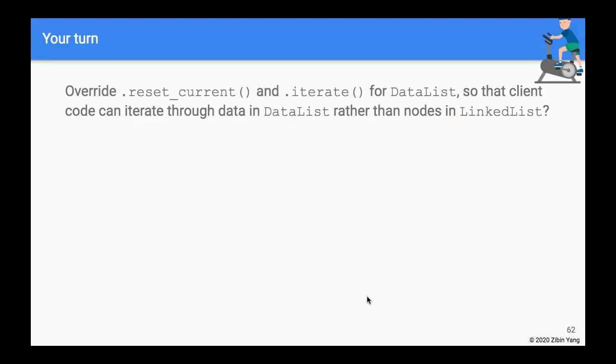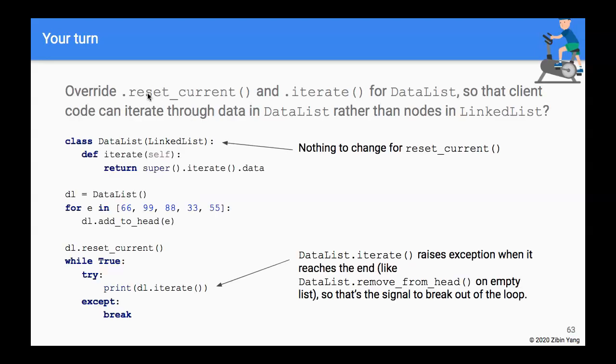All right, so hopefully you have had some time to think about it. For reset current, there is really nothing to do there because it simply sets the current pointer pointing to the head. That's the same whether the list has data or not. Now for iterate, we want to return the data from the node. So we can just call super().iterate, which will return us the current node, and then extract the data from it. So that's what we'll do for the data list iterate.